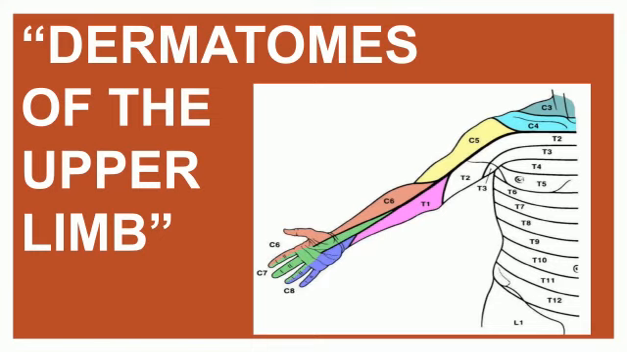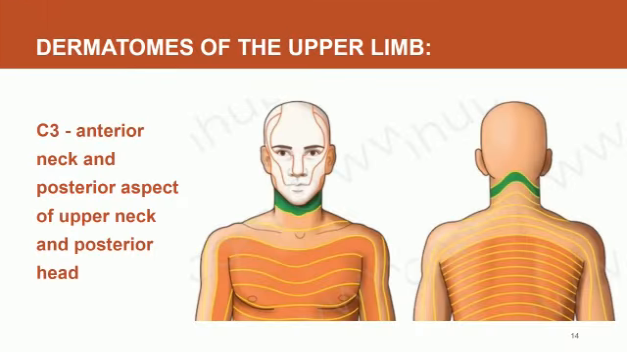Now, let's discuss the dermatomes of the upper limb one by one. Dermatomes of the upper limb. C3. C3 is in a ring from the lower half of the anterior neck round to the posterior neck and coming back to the anterior neck.